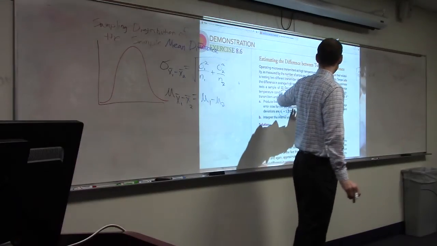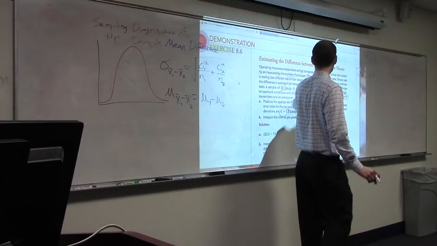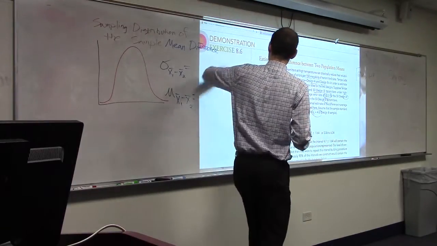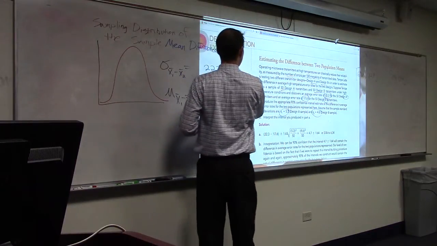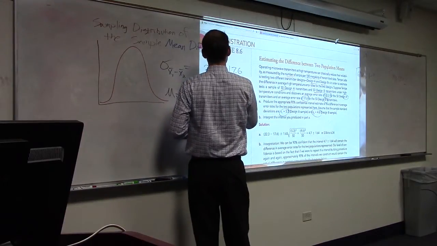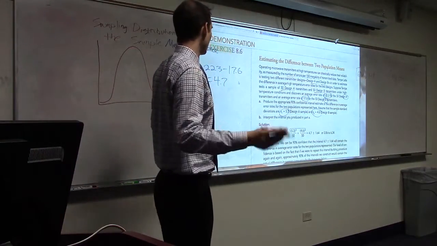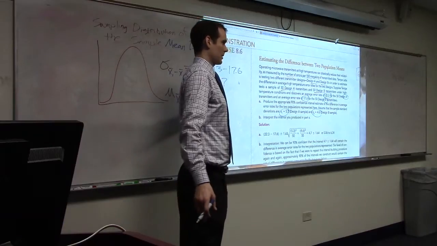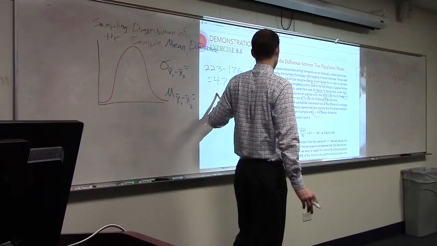And in fact, what do we think the point estimate of the difference between these two is? 22.3 minus 17.6 equals what, Kyle? 4.7? Yes. All right, so design A has 4.7 more errors per 100 megabits. So we like design B.